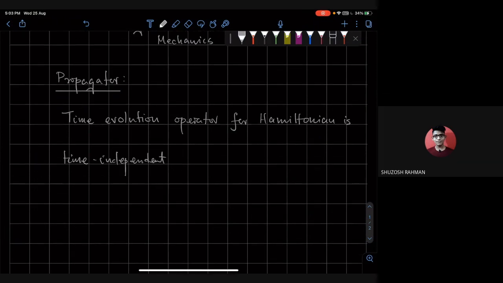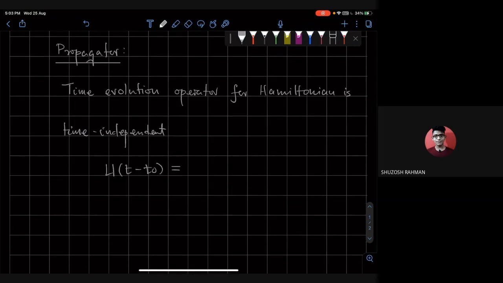that's given by U(t minus t naught), and it has the form of exponential of, there should be a minus i divided by h bar, the Hamiltonian operator times (t minus t0), okay? So this is clear, right?